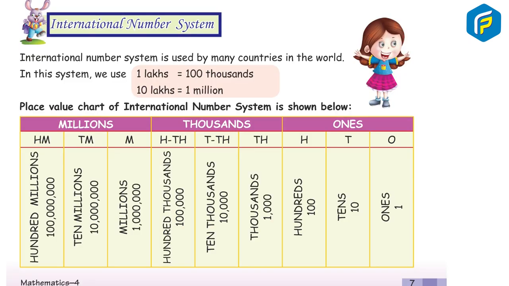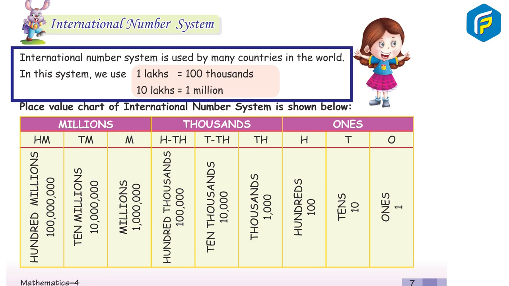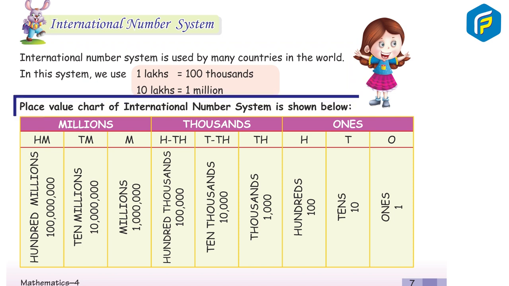International number system. International number system is used by many countries in the world. In the system, we use 1 lakh is equal to 100 thousands. 10 lakh is equal to 1 million. Place value chart of international number system is shown below.